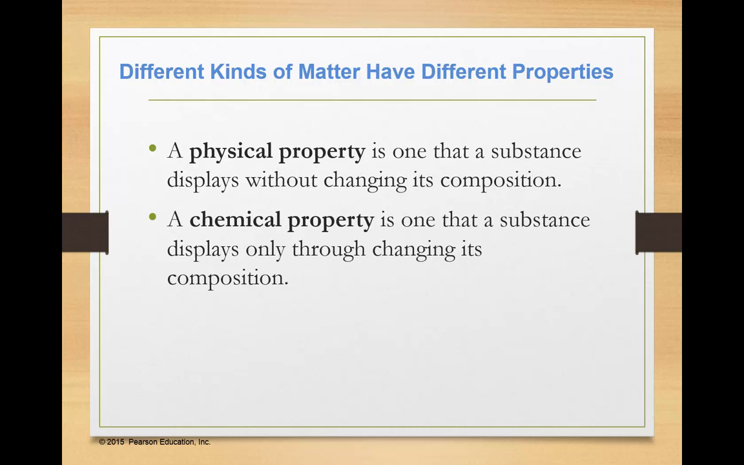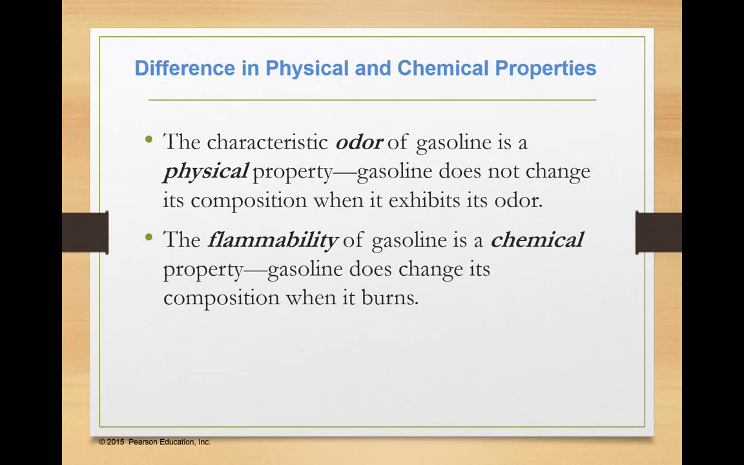All right, so let's look at some examples of what we're talking about with that. If we look at gasoline, if I just open a can of gasoline, or if I'm at the pump and I start pumping gas, I'm going to notice something. I'm going to notice an odor, and it's very characteristic. Almost everyone who drives a car knows what gasoline smells like. That is a physical property. The gasoline is not changing its composition when it exhibits that odor. It's always there with gasoline when some molecules are going to volatilize.